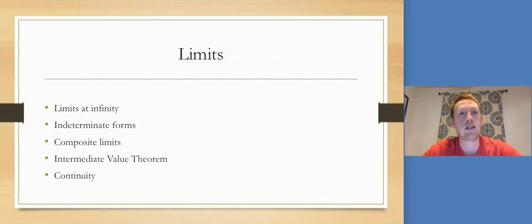First thing is limits. I see a lot of limits at infinity, so those are horizontal asymptotes. Indeterminate forms are 0 over 0 or infinity over infinity. Composite limits, which is a little strange. It doesn't come up that much, but I've definitely seen it. Then the intermediate value theorem and some continuity ideas.